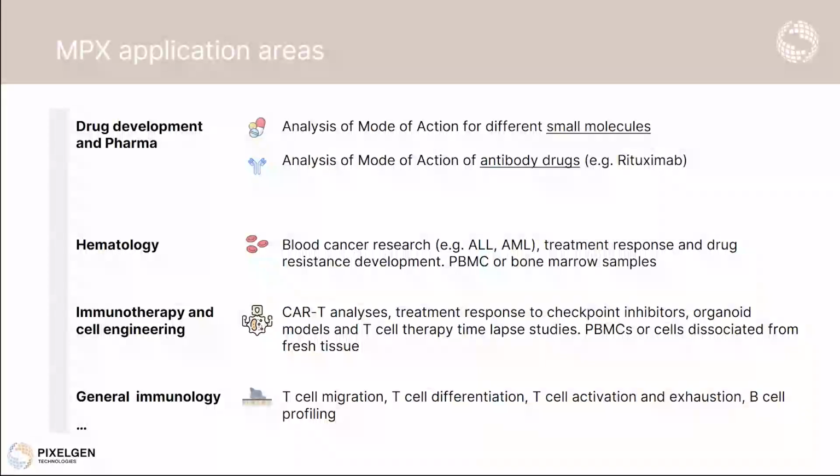And of course, general immunology, looking at T-cell migration, understanding differentiation, activation, exhaustion, and also B-cell profiling, which we will hear more about later. So these are just some examples of what people are doing out there.